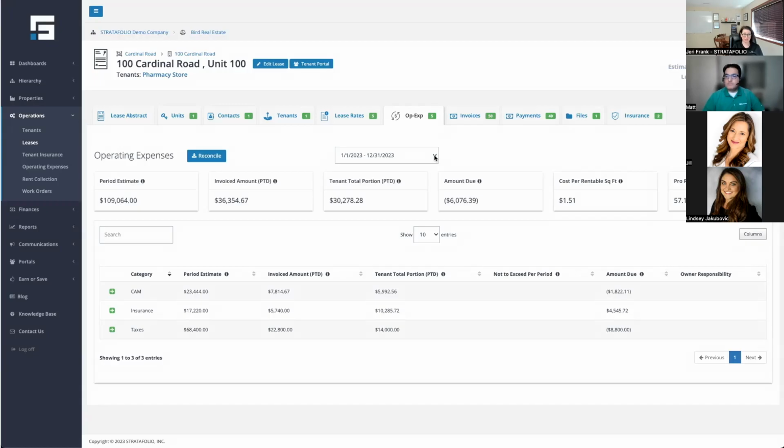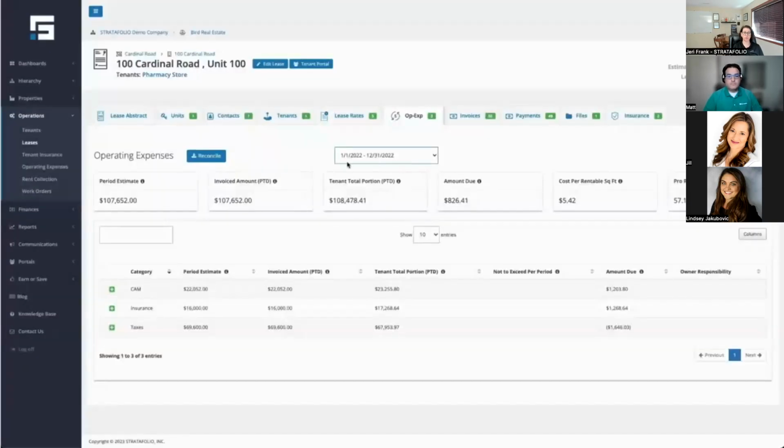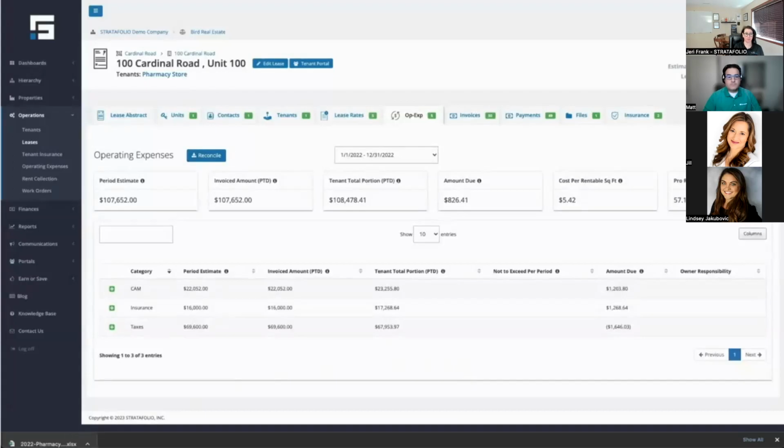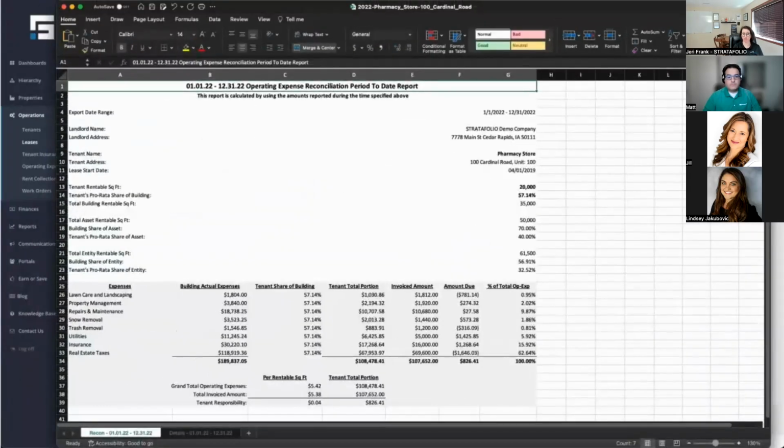Now, to run a CAM reconciliation report, select the time period, and in just one click, you're able to produce a professional looking CAM reconciliation report that can be shared with your tenant. And these expenses are flowing directly from QuickBooks.